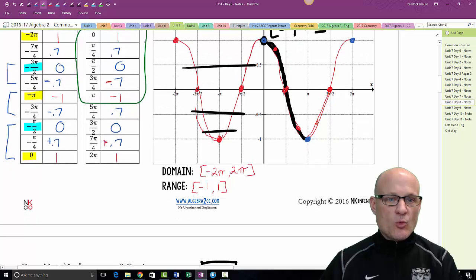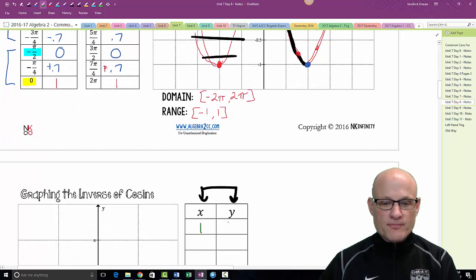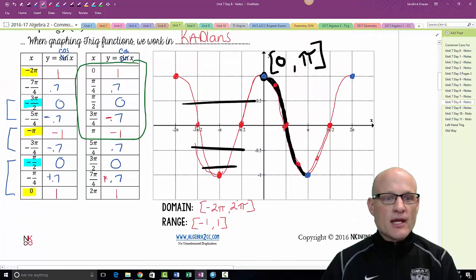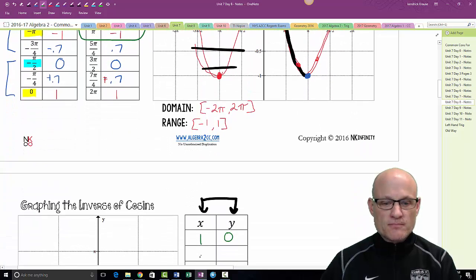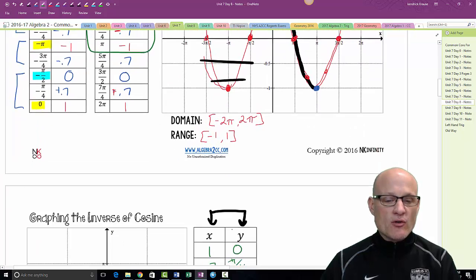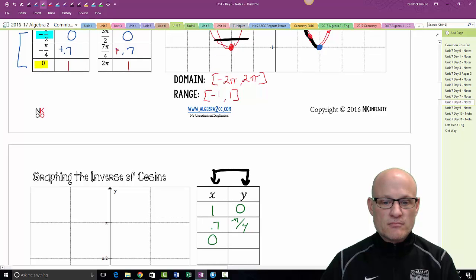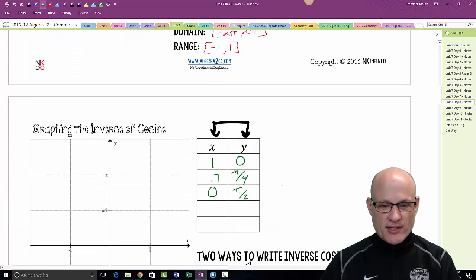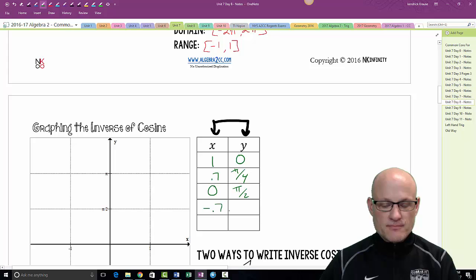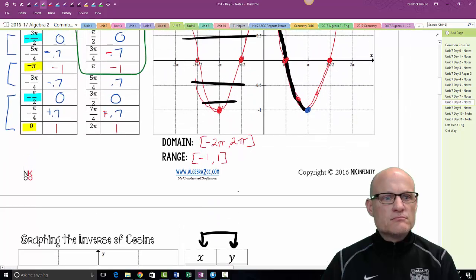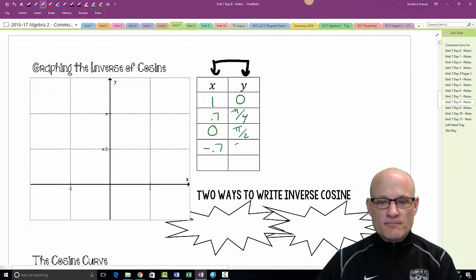So at 1, it's 0. At 0.7, it's pi over 4. At 0, it's pi over 2. At negative 0.7, it's 3 pi over 4. And at negative 1, it's 0.